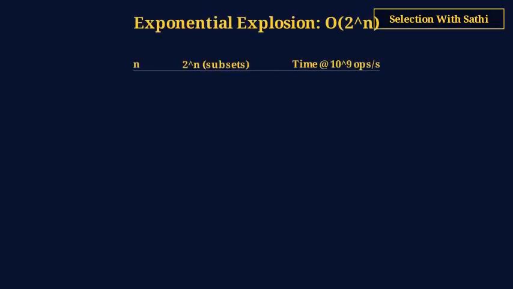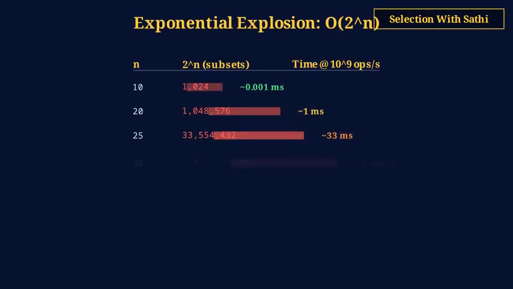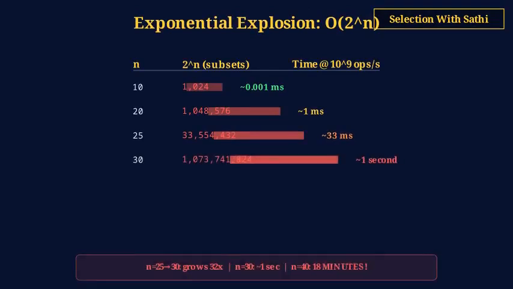Let's see exponential growth in action with subset generation. For n equals 10, we get 2 to the 10 equals 1024 subsets. A modern computer generates all of them in under a millisecond. No problem. For n equals 20, we get 2 to the 20, which is about 1 million subsets. That takes about 1 second.